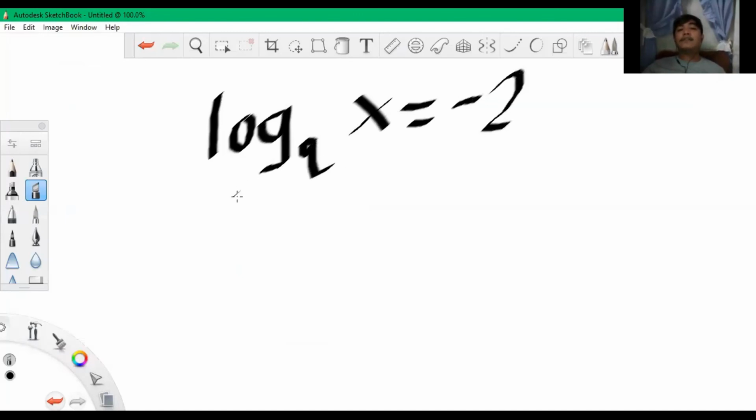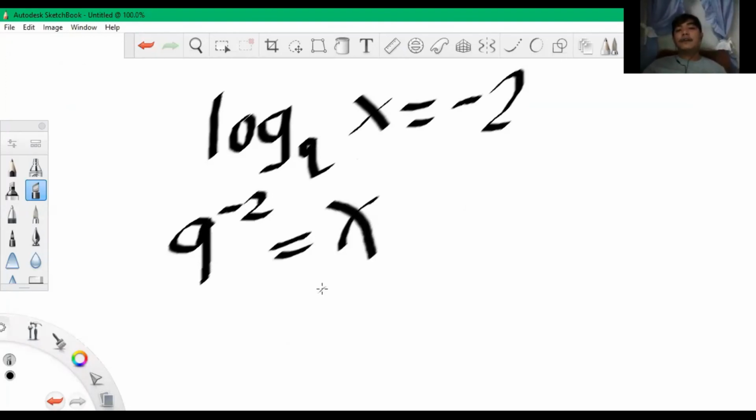So again, we can solve this easily when we convert this first logarithmic function into its exponential form. So get the base, which is equivalent to 9. So we have 9, and its exponent is equivalent to -2. So we have 9 raised to -2, and its answer is equivalent to x. So we are being asked to solve for x. So we have to solve for 9 raised to -2. So we have a negative exponent.